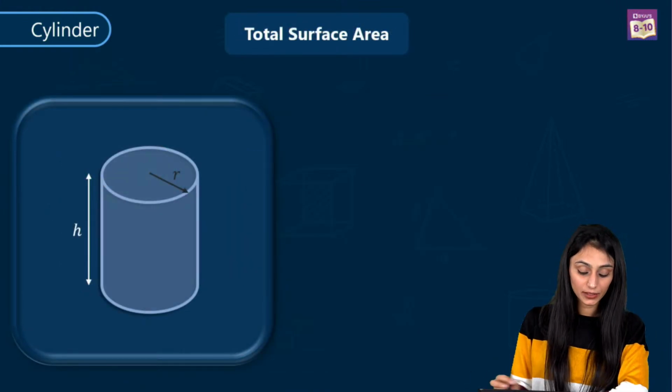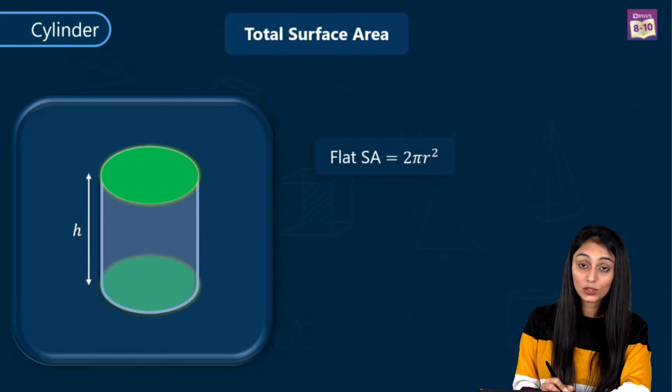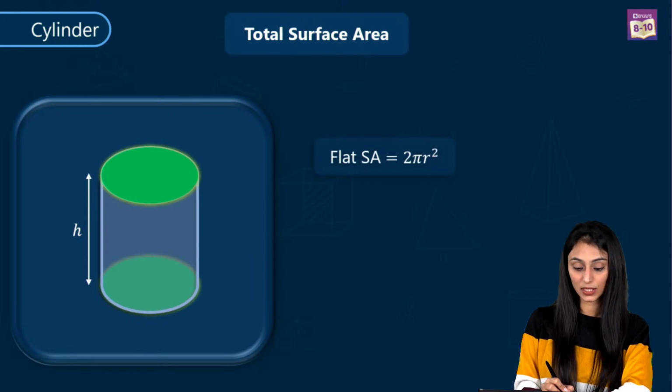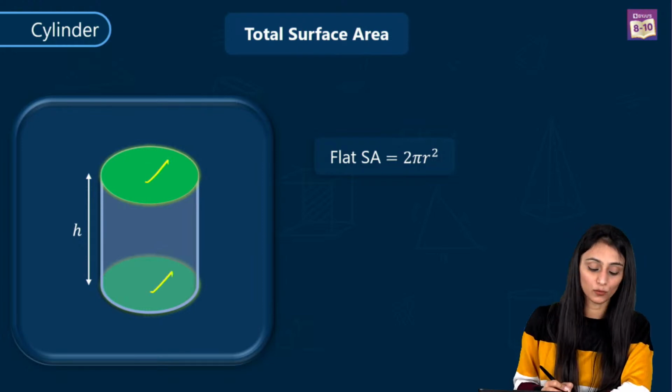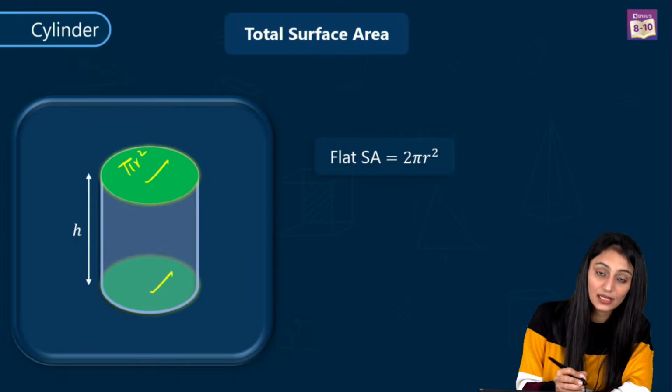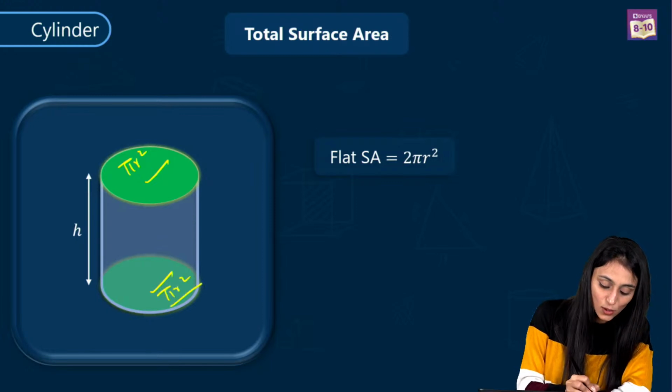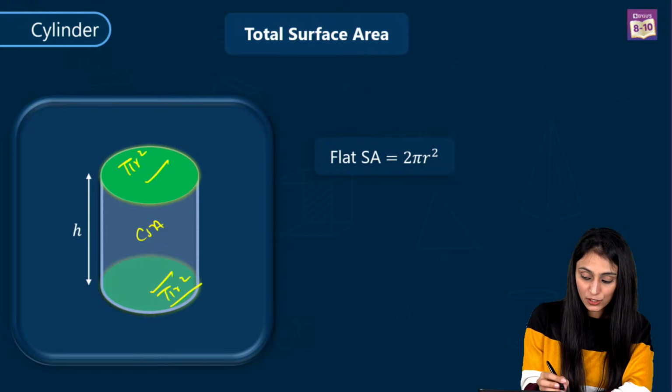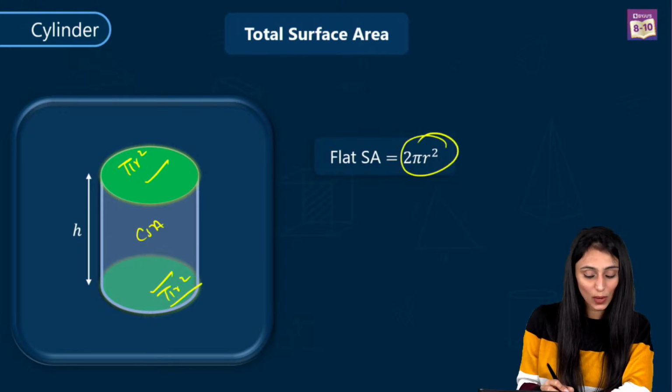We have a cylinder here. So here we will include the top and the bottom surface as well. So flat surface area over here, the top one and the bottom one. Each one of them is a circle. Its area would be pi r square. This area is also going to be pi r square. And this is what? In between, that's the curved surface area. So flat surface area is 2 pi r square when you add them up.